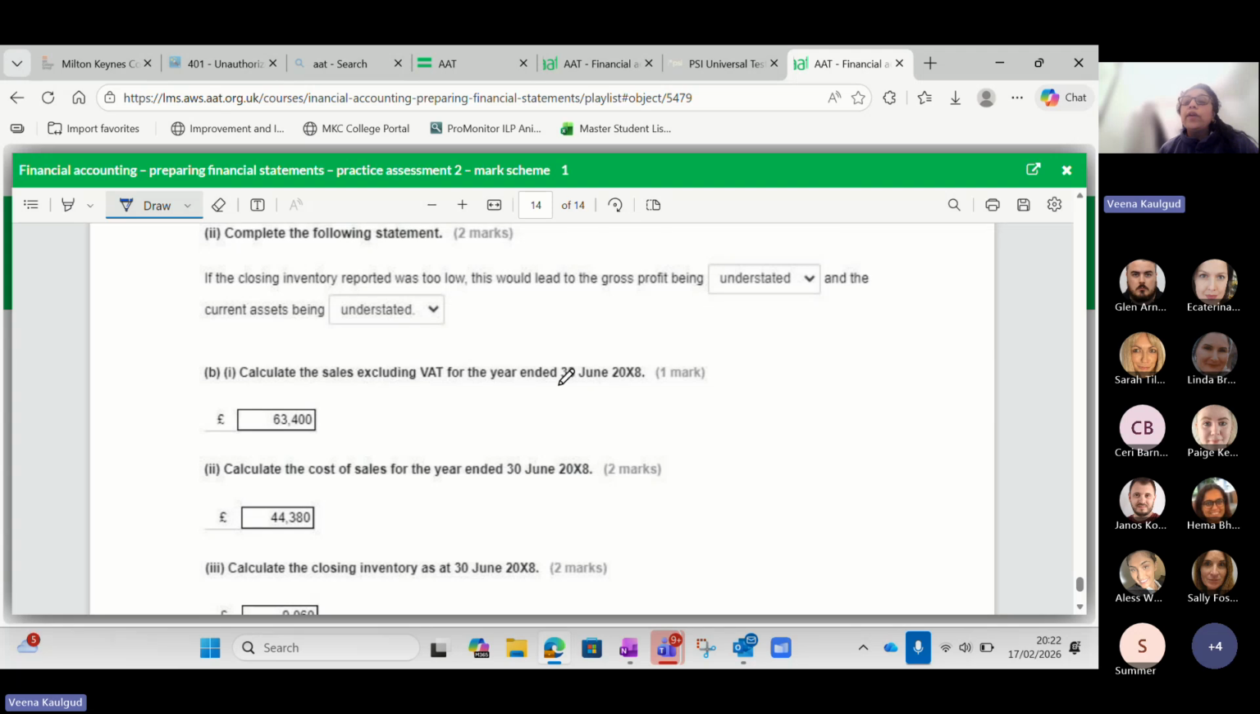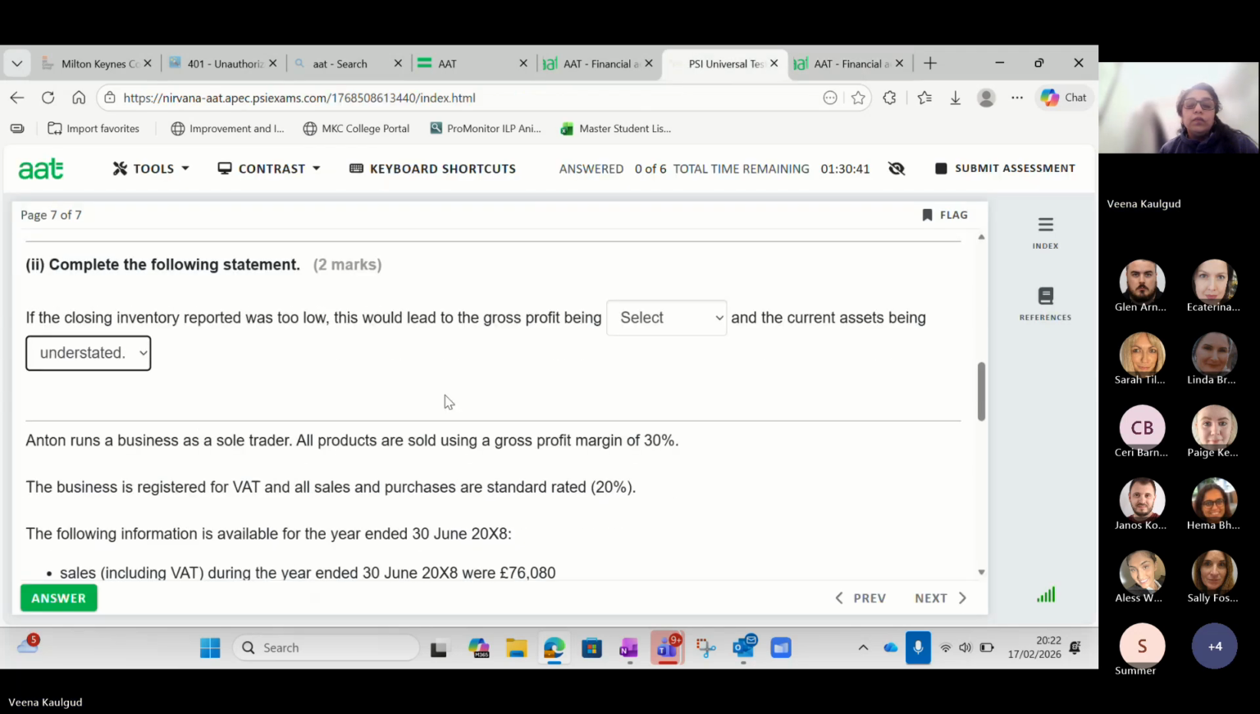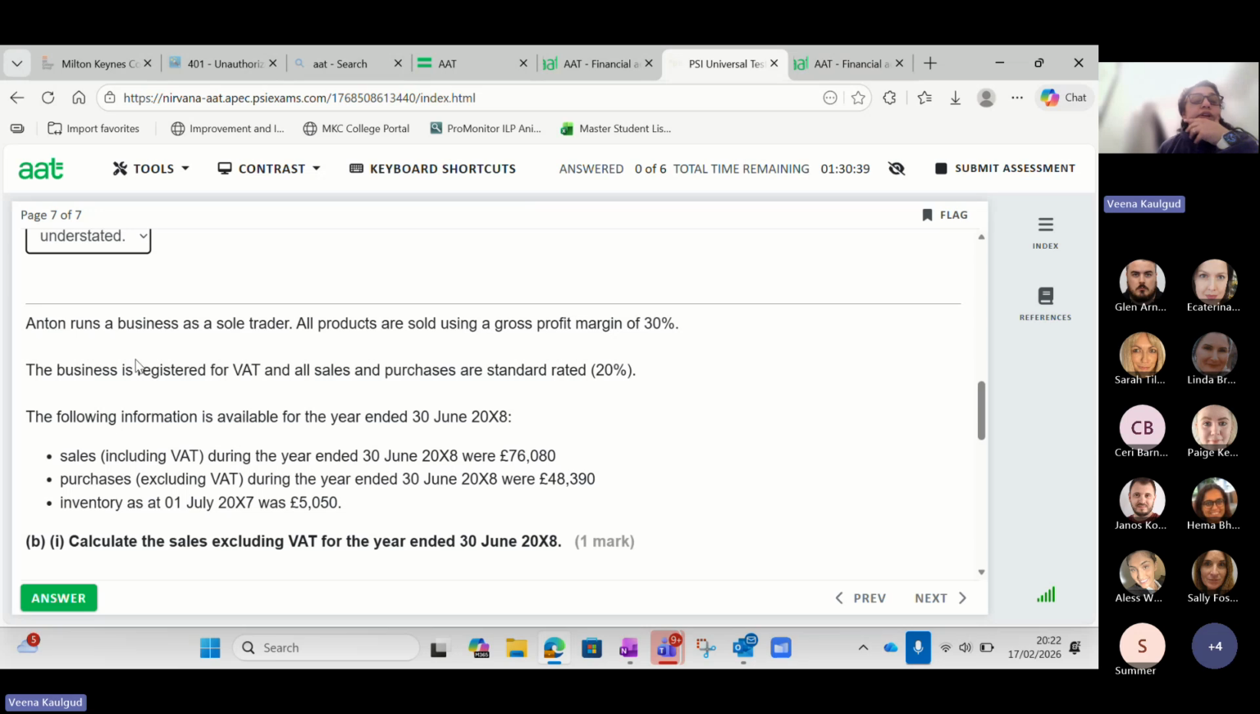Calculate the sales excluding VAT. Anton runs a business as a sole trader. All products are sold using a gross profit margin of 30%. The business is registered for VAT and all sales and purchases are standard rated. Sales during the year, including VAT, were 76,080. Purchases, excluding VAT, were 48,390. How many marks is this? Just 1 mark. Calculate the sales excluding VAT for the year ended 30th June.